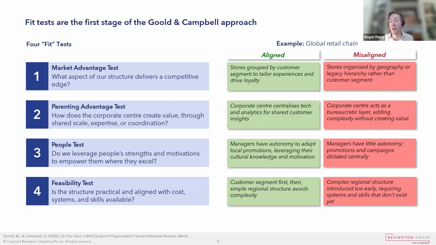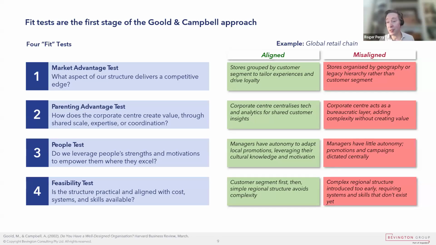a national retail chain where a lot of freedom is given to what's called the customer segment group. And the customer segment group can tailor experiences to drive loyalty. So store types are split into different customer markets in this particular case, because the thought is you'll deliver value very differently across those different customer groups. So market advantage test, that makes sense.